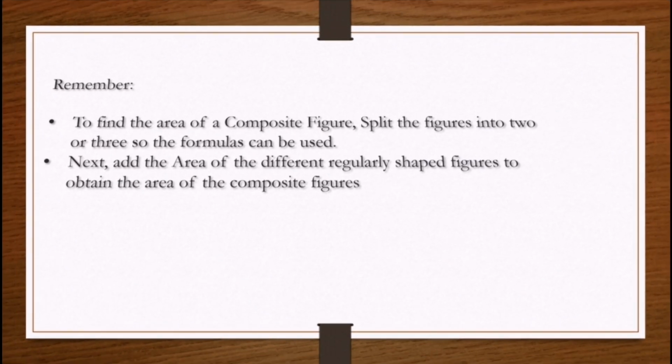Alright, kids, remember that the easiest way to find the area of a composite figure is just to split the figures into 2 or 3 so the formulas can be used. Next, add the area of the different regularly shaped figures to obtain the area of the composite figures.